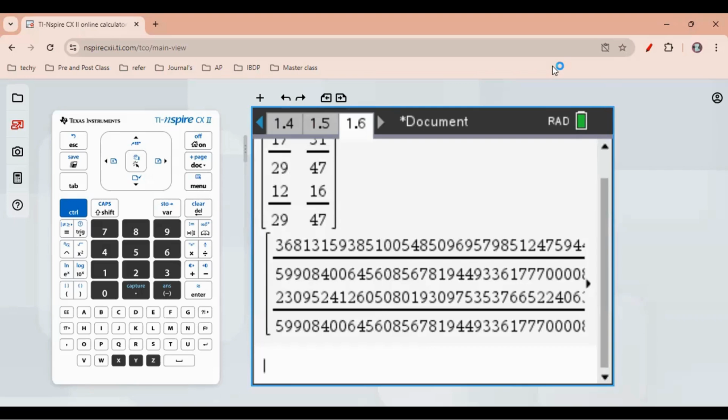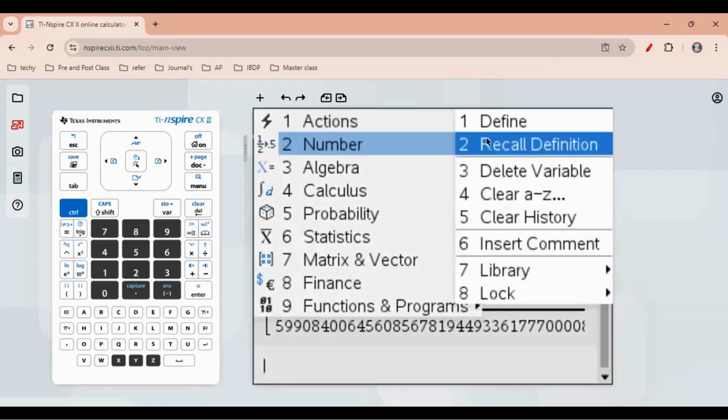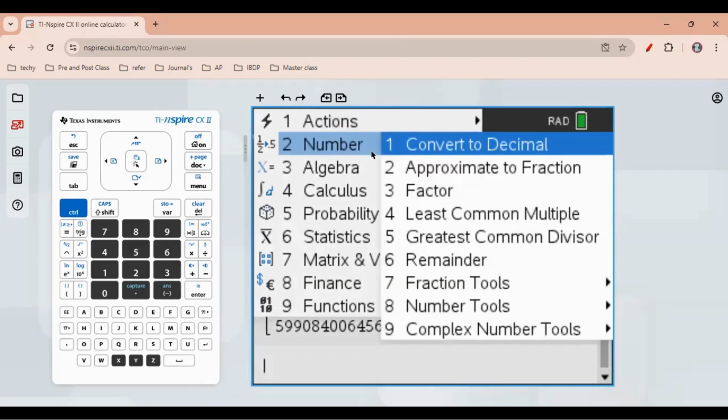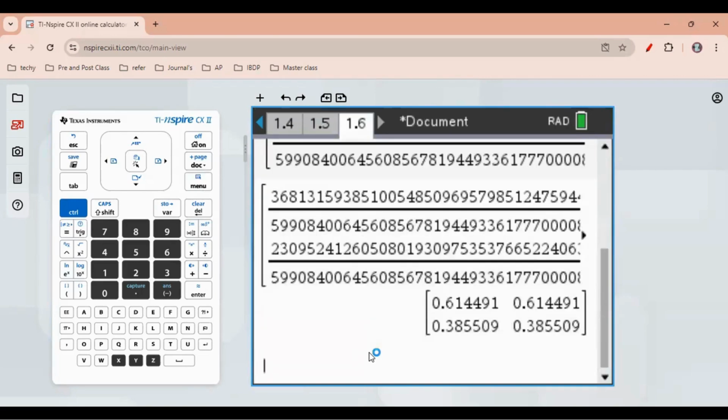But anyway, let's make it into decimals. Go for action, convert to decimal. So we got this. Even if you raise it to the power of 100, this is going to be the probability. If you increase the number of trials, the probability is going to be the same. And this is actually the A probability we are looking at, 0.61449. This is what we are going to take, not B, correct? And we can just use it for P of A.